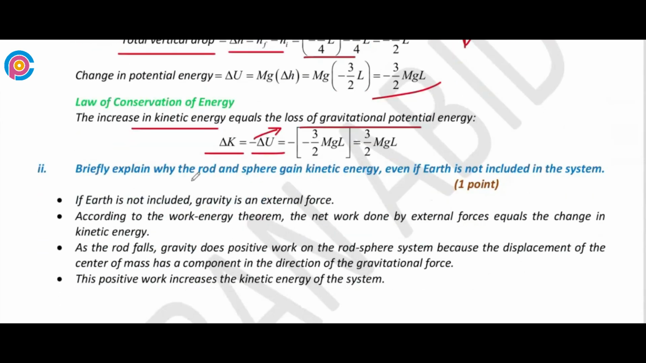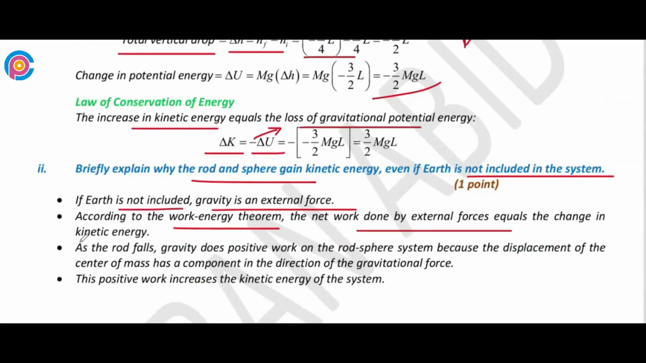Now explain briefly why the rod-sphere system gains kinetic energy if Earth is not included in the system. When Earth is not included, gravity works as an external force. According to the work-energy theorem, the net work done by an external force is equal to the change in kinetic energy. As the rod falls, gravity does positive work on the rod-sphere system because the displacement of the center of mass has a component in the direction of the gravitational force.